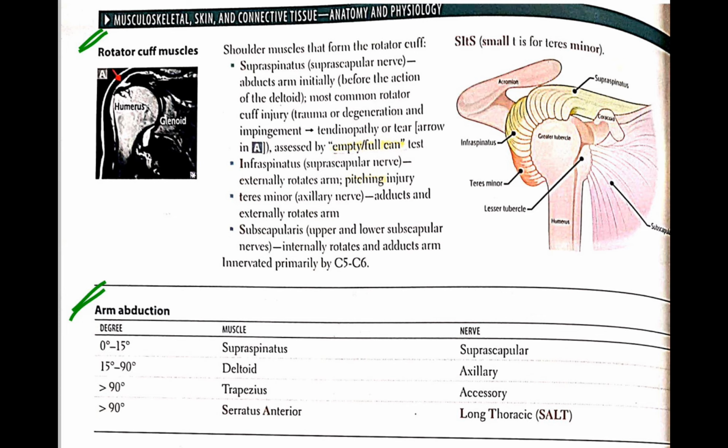Then we see the arm abduction. 0 to 15 degrees by supraspinatus, and it is supplied by the suprascapular nerve. Then 15 to 90 degrees by deltoid, supplied by the axillary nerve. More than 90 is by the trapezius and the serratus anterior. Trapezius is supplied by the accessory nerve and serratus anterior is supplied by the long thoracic nerve. So supraspinatus, then deltoid, then trapezius and serratus anterior.